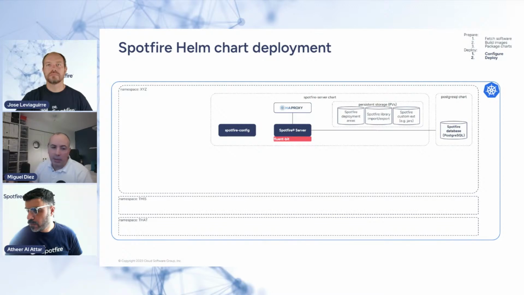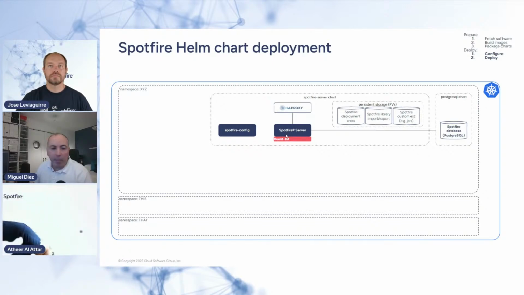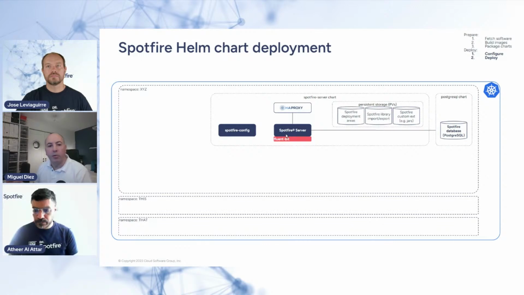A pod is the smallest unit in Kubernetes. It's a group of one or several container images. In our case, the pod contains the Spotfire server image and the FluentBit image that we are going to use for log forwarding. We'll talk more about this topic in the following sessions. And as usual, you can apply some values to the chart. I will show you later.